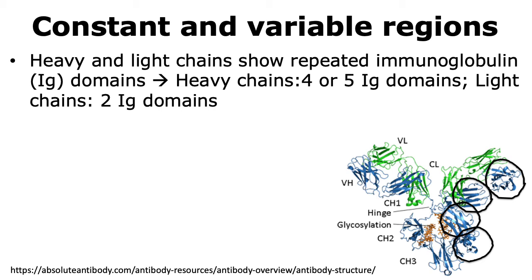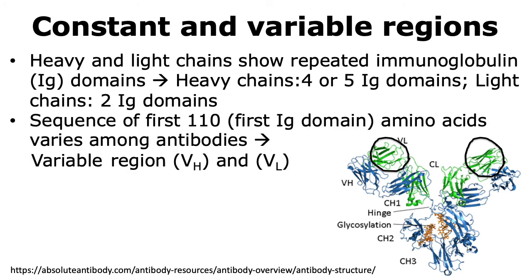heavy chain. The light chains always will have 2 immunoglobulin domains, and the 2 immunoglobulin domains of the light chain are shown for one of the light chains in the black circles, and we can see the similar 2 immunoglobulin domains on the other light chain of the immunoglobulin.